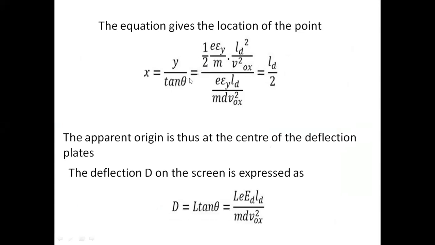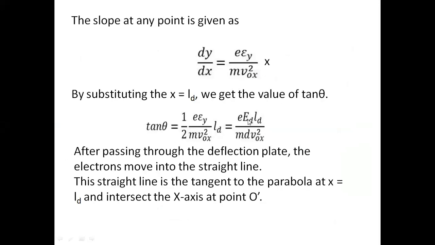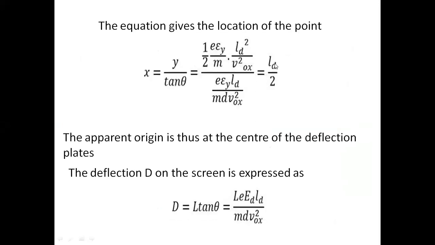So that is obtained. By using these equations, and tan theta equals y by x, we can obtain that value as LD by 2. From the previous equations we get LD by 2. So it is just half of the deflection plates where that tangent line crosses the x-axis. The apparent origin is the center of the deflection plates.